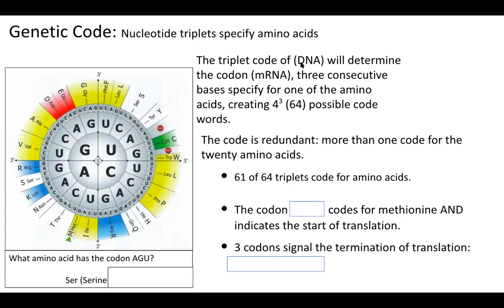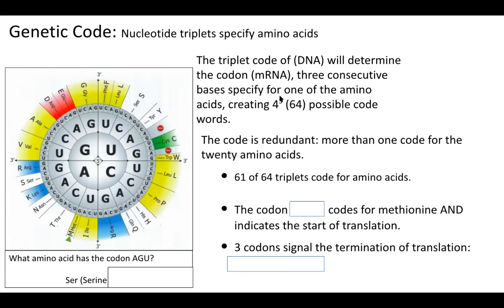So the triplet code in the DNA is going to equate to a codon in the mRNA. That's the 3 consecutive nucleotide bases that specify one of the amino acids. We did talk about how you have the 4 possible nucleotides, A, C, U, G.